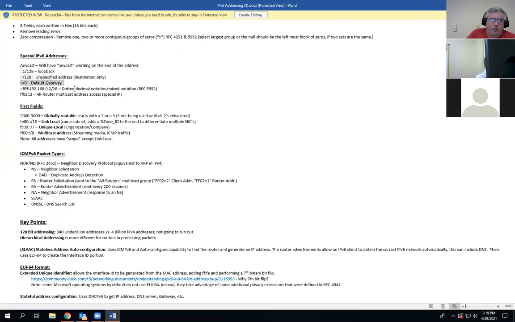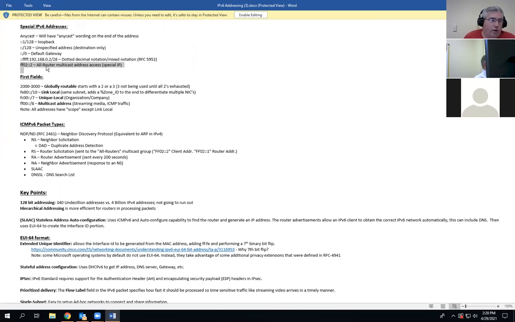And then you have an unspecified address, where it doesn't have anything. The default gateway address is ::/0, which I'm not sure what the difference is between that and an actual default gateway on your router, but that's what it says. And then we have multicast addresses at FF02, the all-router multicast address used when you're doing SLAAC.